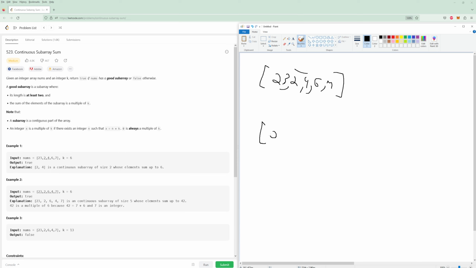Now let's go to the next one. 23, 2, 6, 4, 7. And there is one here as well that is a multiple of k, and I think there are a couple. This would be a subarray, and then this whole thing is a subarray because that's 42, which is also a multiple of k, so there are 2 subarrays there. Then for this third one, you want a multiple of 13, and there's nothing here that's continuous anyway.